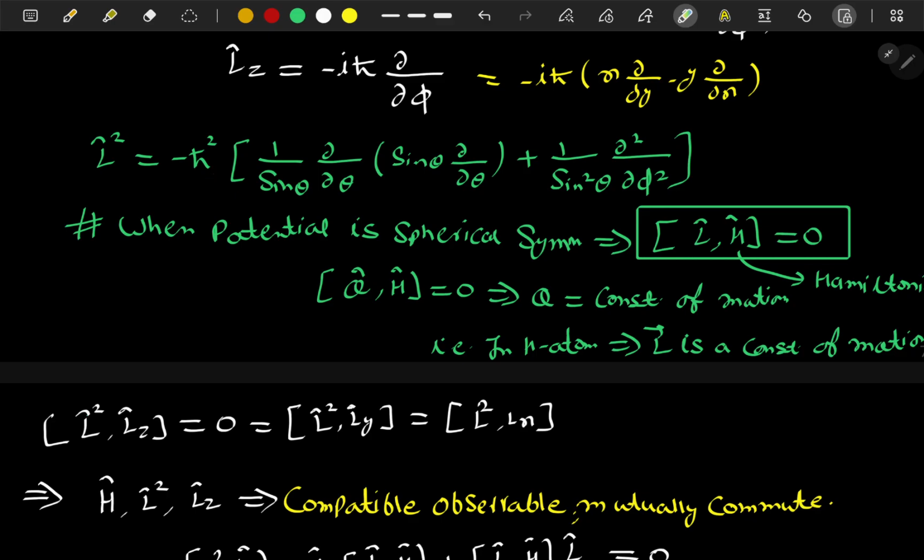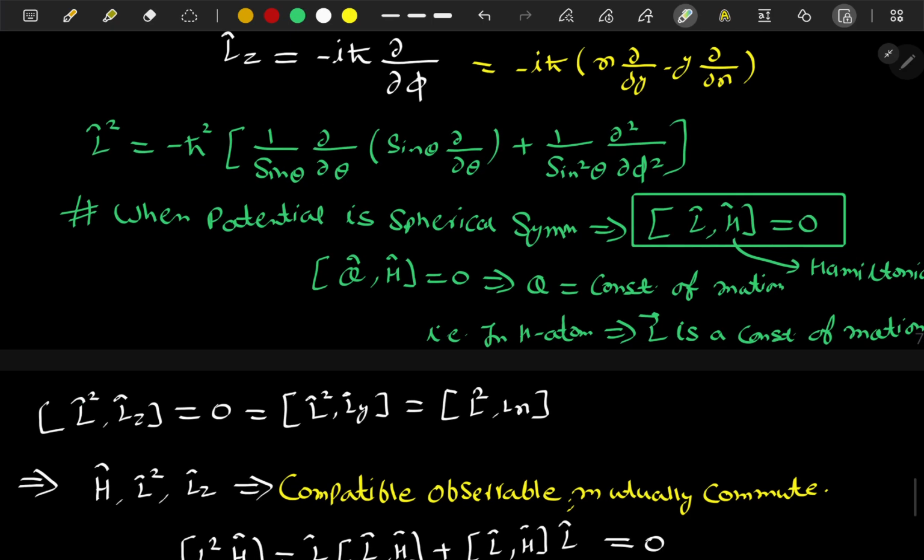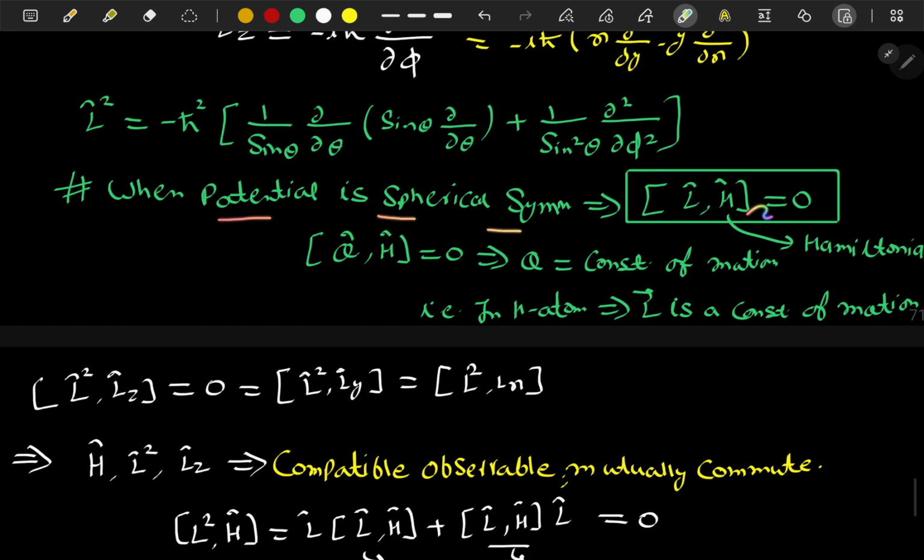L cap square is equal to minus h cross square [1 upon sin theta del by del theta (sin theta del by del theta) plus 1 upon sin square theta del 2 upon del phi square]. Very easy. Now when the potential is spherically symmetric, angular momentum will commute with the Hamiltonian, and any quantity which commutes with the Hamiltonian or energy can be termed a constant of motion. Remember this: if any quantity commutes with the energy operator Hamiltonian, then we call that quantity a constant of motion. So for the hydrogen atom, angular momentum is a constant of motion.